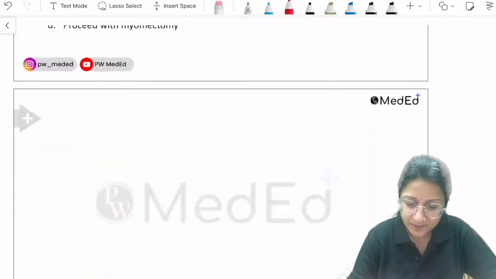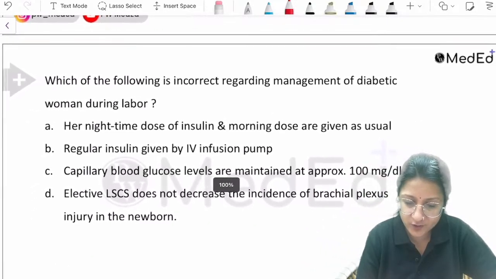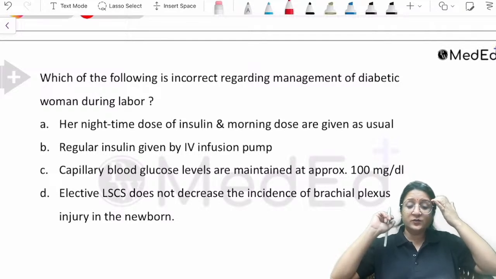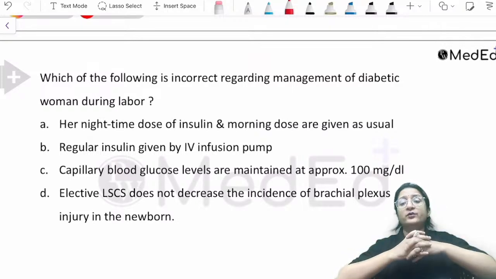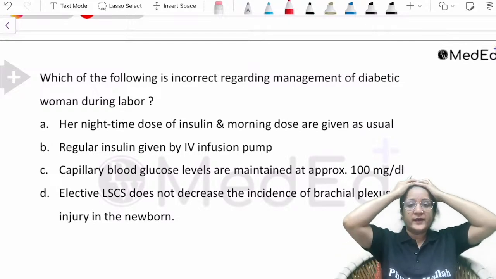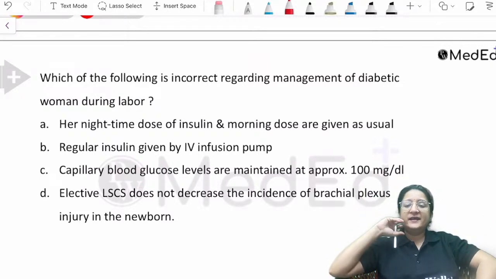Now let's have a look at this question. Which of the following is incorrect regarding management of diabetic women during labor? Previous year INI-CET question. Her nighttime dose of insulin and morning dose of insulin are given as usual. Regular insulin given by IV infusion pump. Capillary blood glucose levels are maintained at approximately 100 milligram per deciliter. Elective LSCS does not decrease the incidence of brachial plexus injury in the newborn.